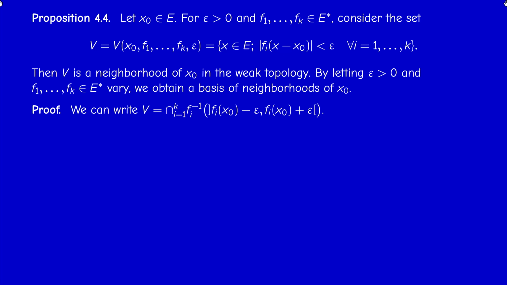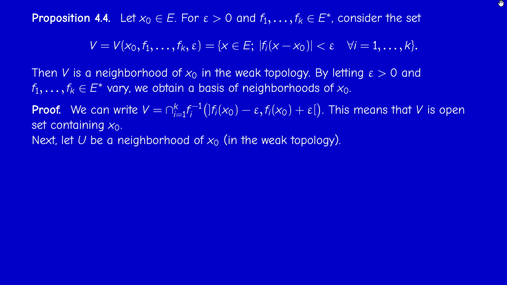And since this is true for every i, then x belongs to the intersection. So it's easy to see that V is a finite intersection of inverse images of open intervals. And once again, since fi is weakly continuous, its inverse image under fi of an open set is an open set. Then I have a finite intersection of open sets, so it's open. So V is an open set, and of course it contains x0, because when I put x0 here, I get fi of 0, which is 0, so of course it's less than epsilon.